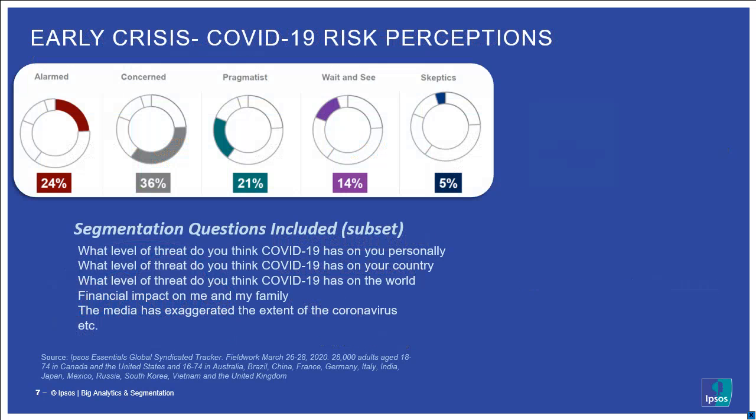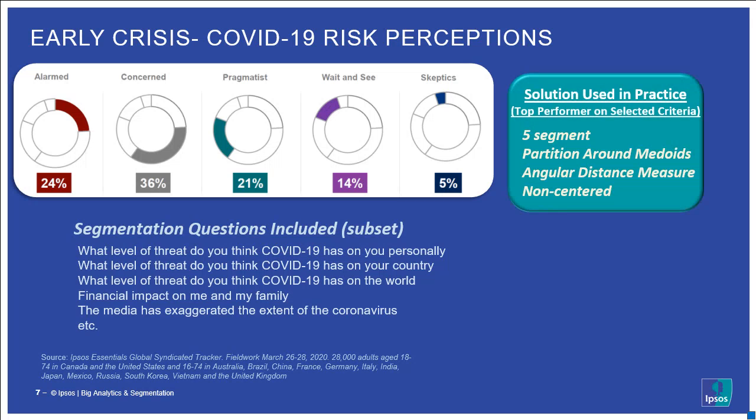And so, ending with a practical case study, earlier this year, we created a segmentation to understand the groups of different risk perceptions towards COVID-19. So based on the criteria for success in the exploration, we identified this top solution, which was a 5-segment solution built leveraging partitioning around the medoids with angular distance.